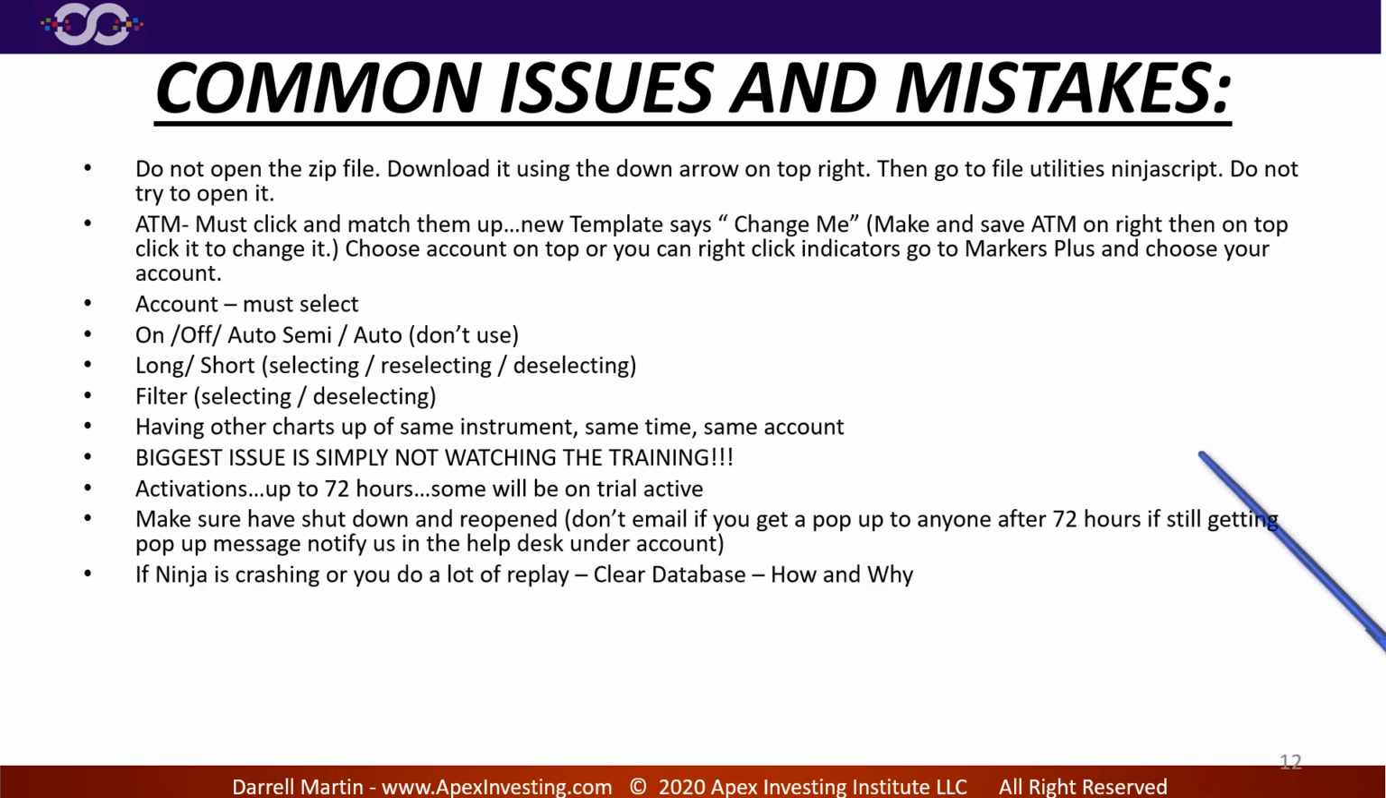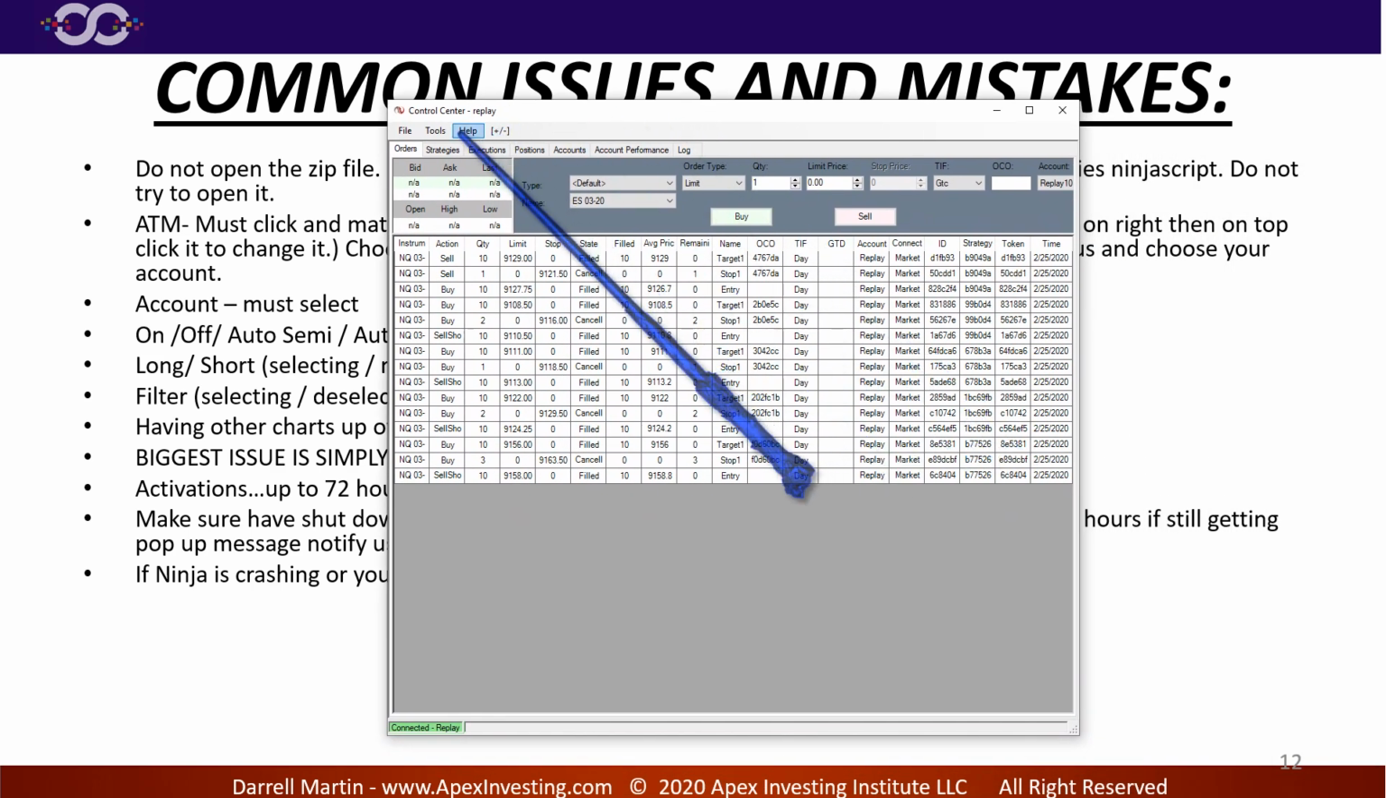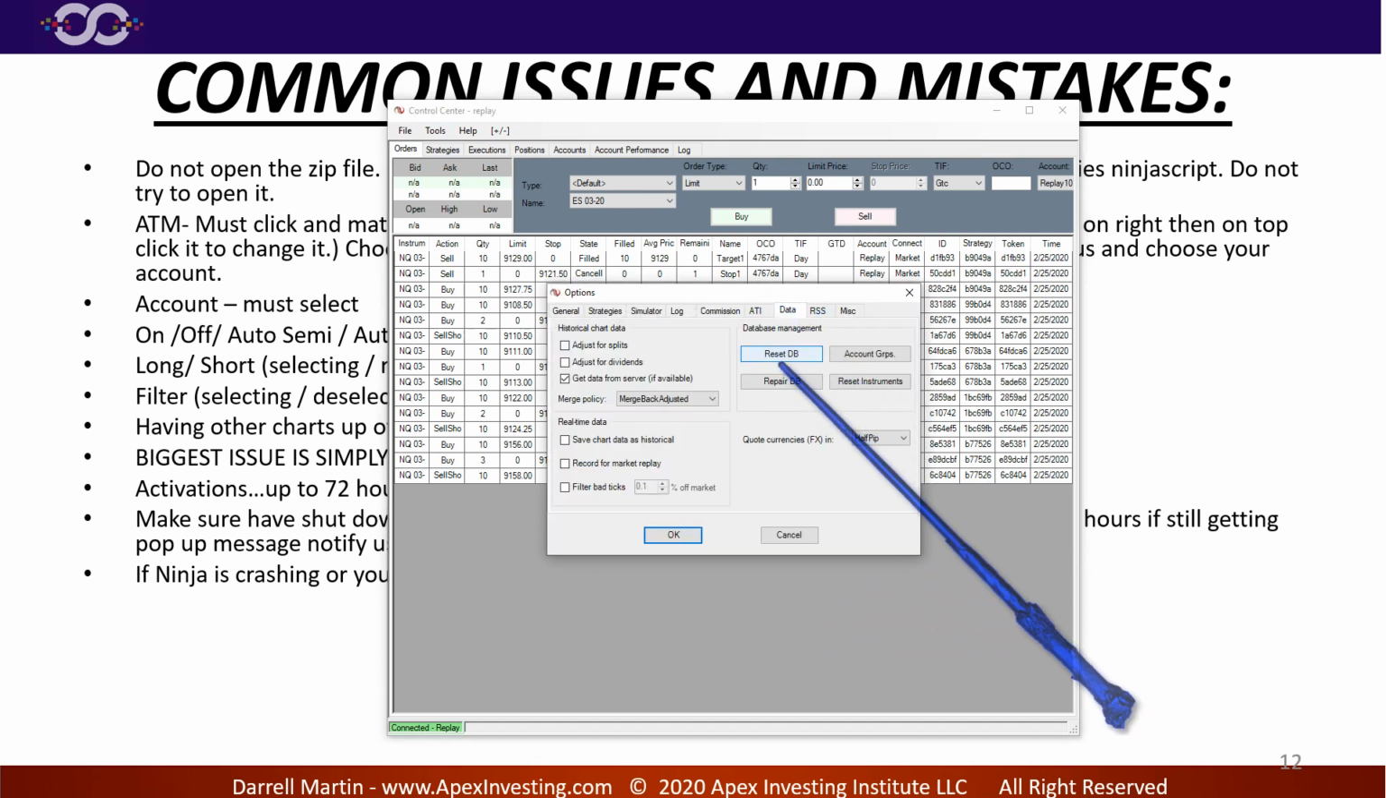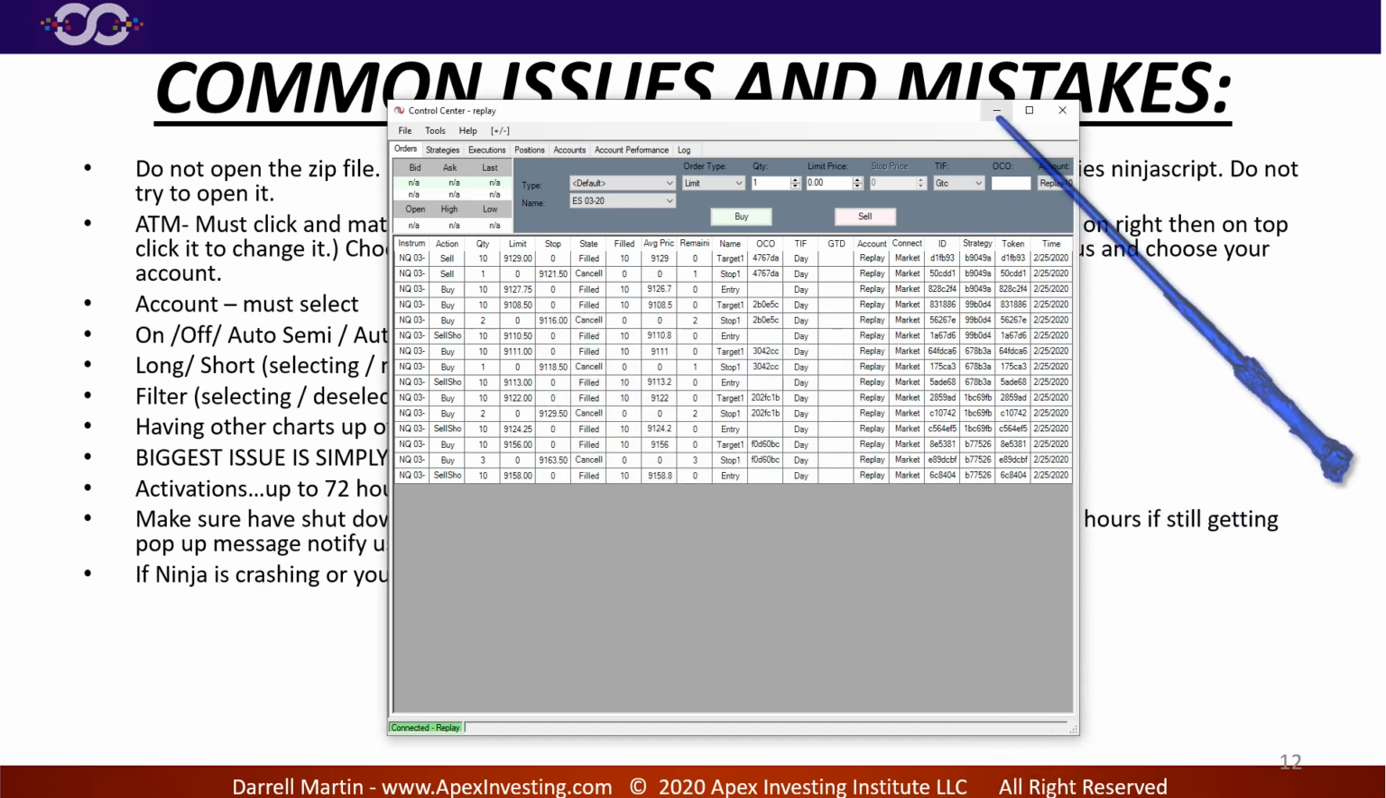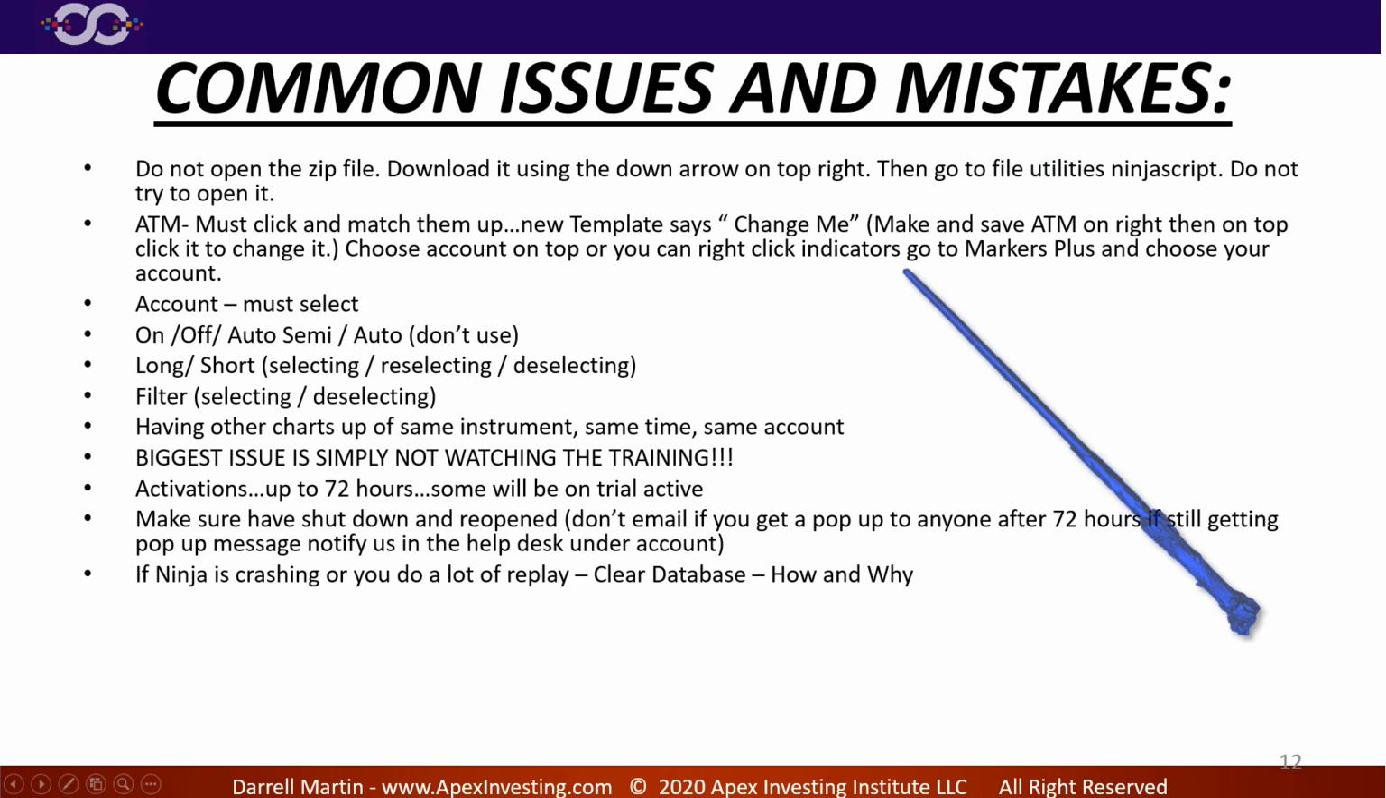If Ninja Trader is crashing on you a lot, 2 things. 1, you probably need to clear your cache. The second is you need to clear your database. So tools, options, data, reset database. That will make it run faster. So clear your cache and reset your database. When I say reboot on a daily basis, I mean reboot your entire computer.